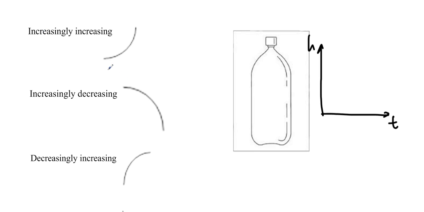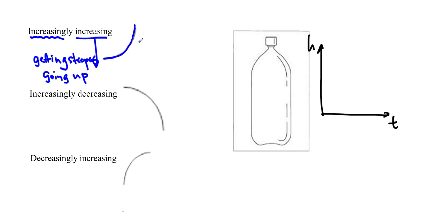Okay, so here are some new terms for you. Increasingly increasing. So this increasing means that I have a positive slope. I'm going upwards as I go to the right. And this increasingly part means that I'm getting steeper as I go upwards. So you can see with this line that if I was climbing it, I would have a more and more difficult time climbing because the slope is getting steeper and steeper and steeper. And the slope of the tangent is getting greater and greater in the positive.